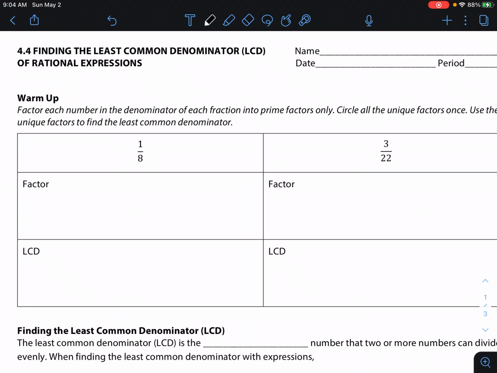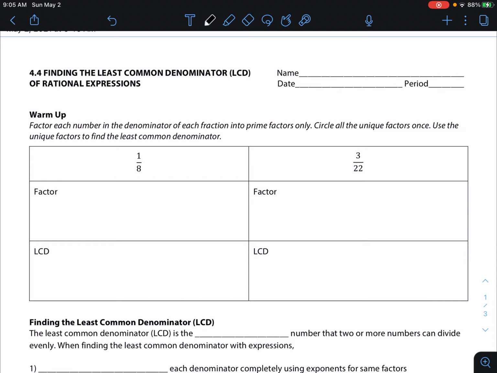It's relatively easy to find a common denominator with fractions. So like in this warm-up, we have the fraction 1 over 8 and then 3 over 22. And it would be relatively easy to find a common denominator if we just multiply the denominators together. So if we just did 8 times 22, we would find a common denominator. However, that is not going to be the least common denominator. Sometimes it might be, but not always.